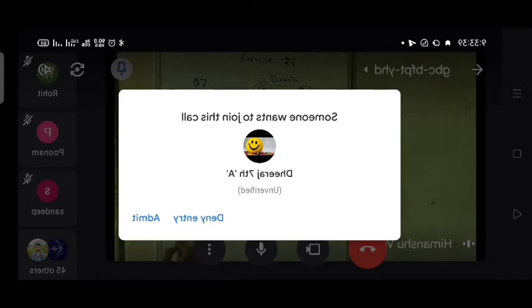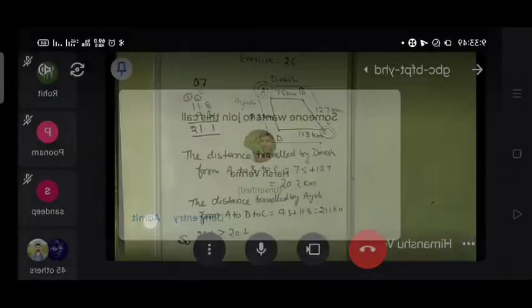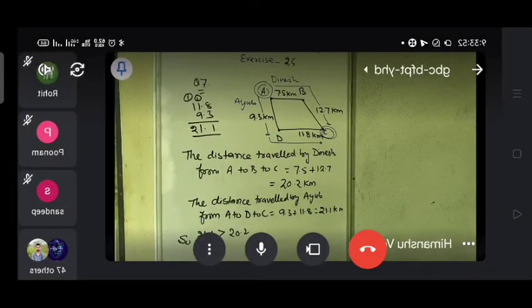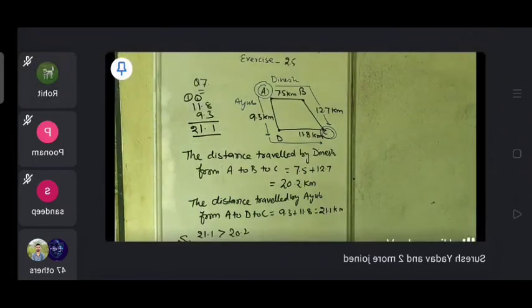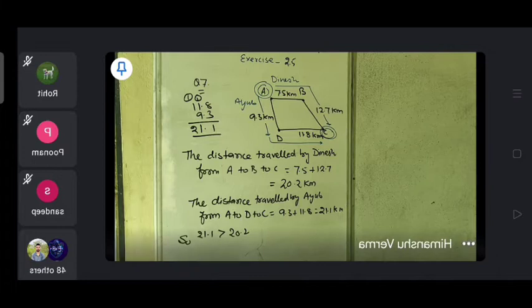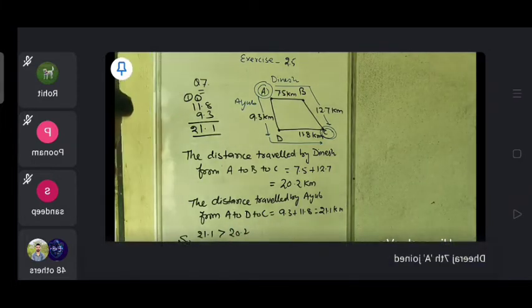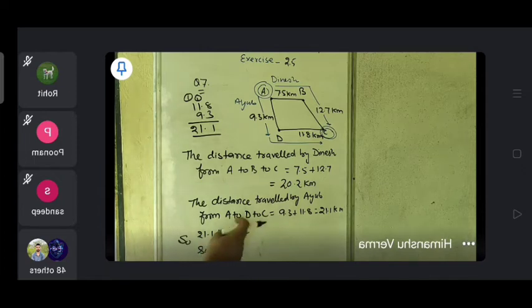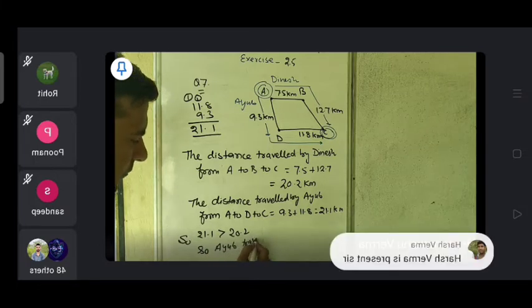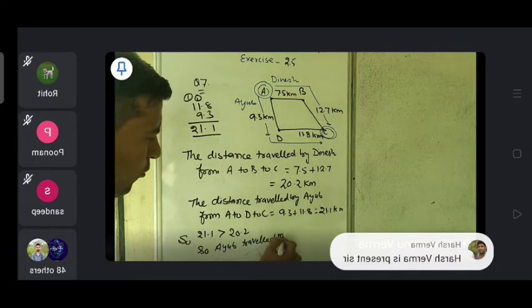So 21.1 is more than 20.2. You know it very well. 21.1 is greater than 20.2. More है, greater than है. So we can say Ayub traveled more. Traveled more. And by how much?